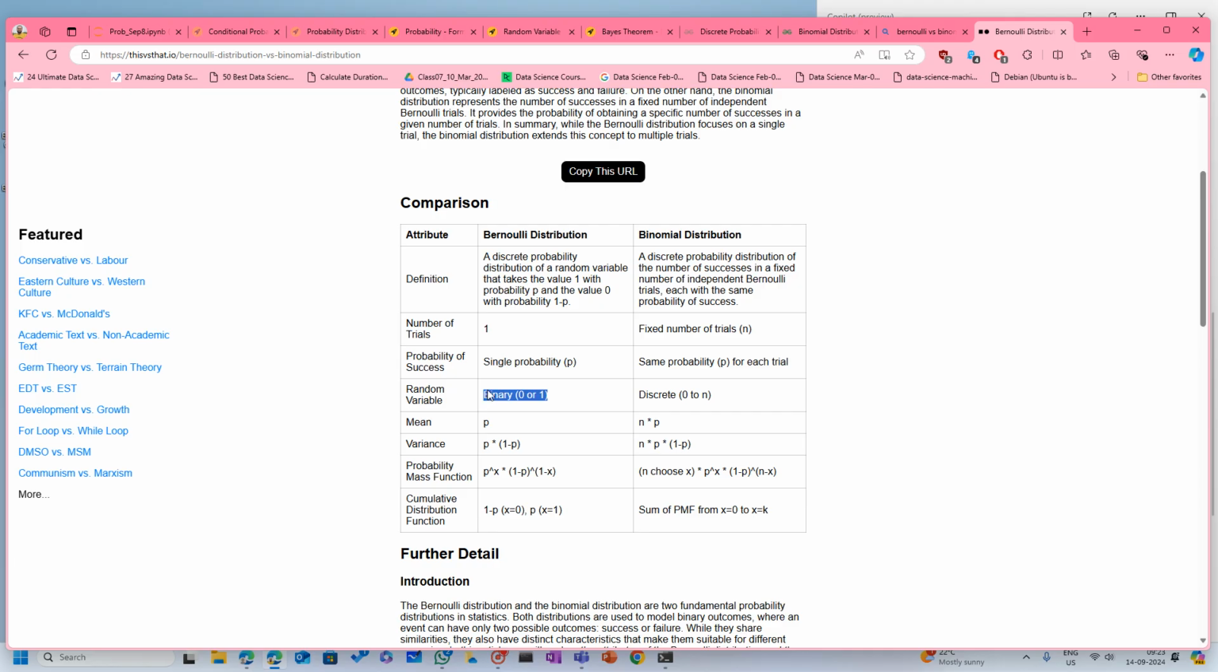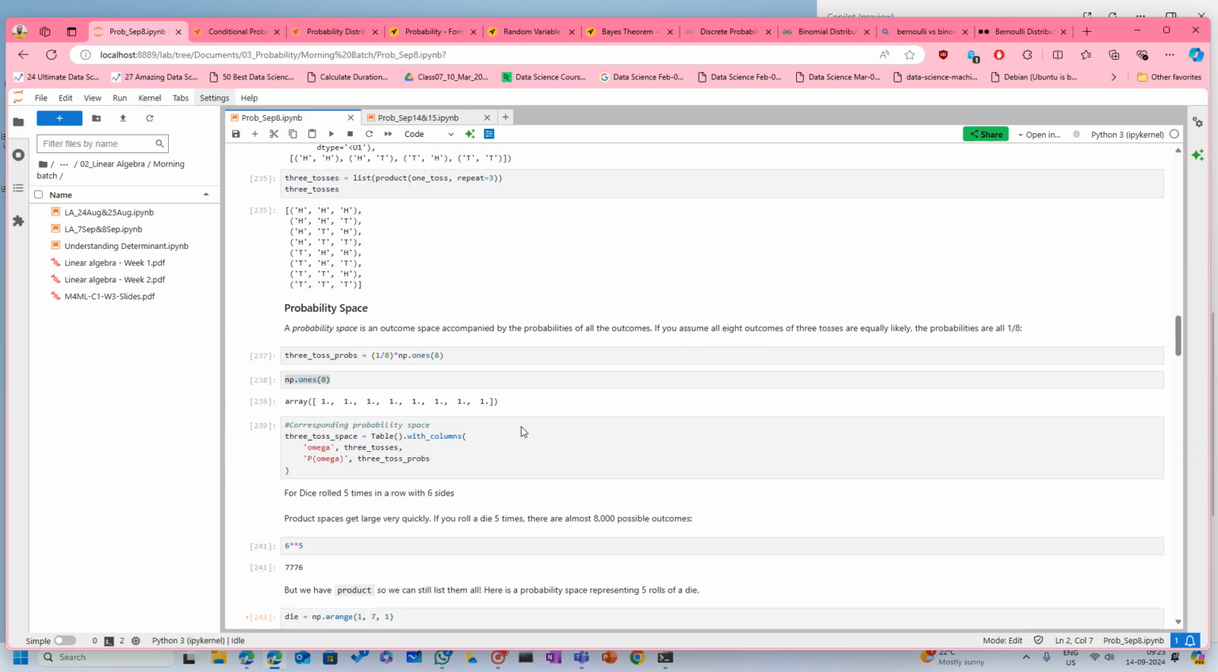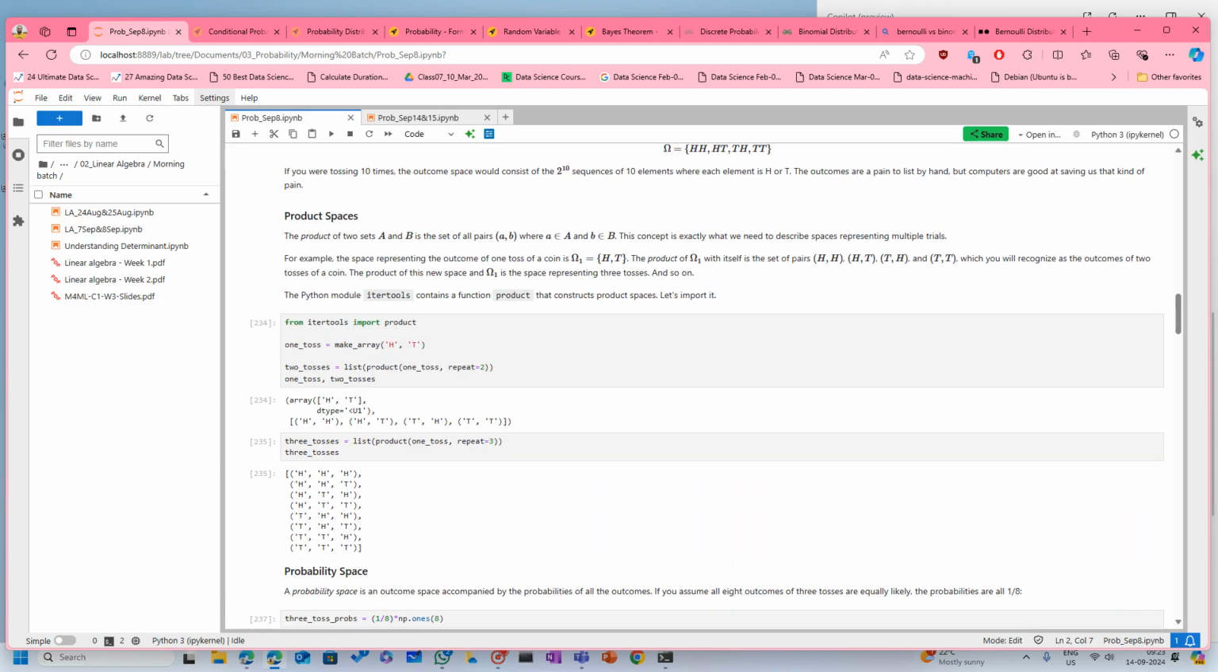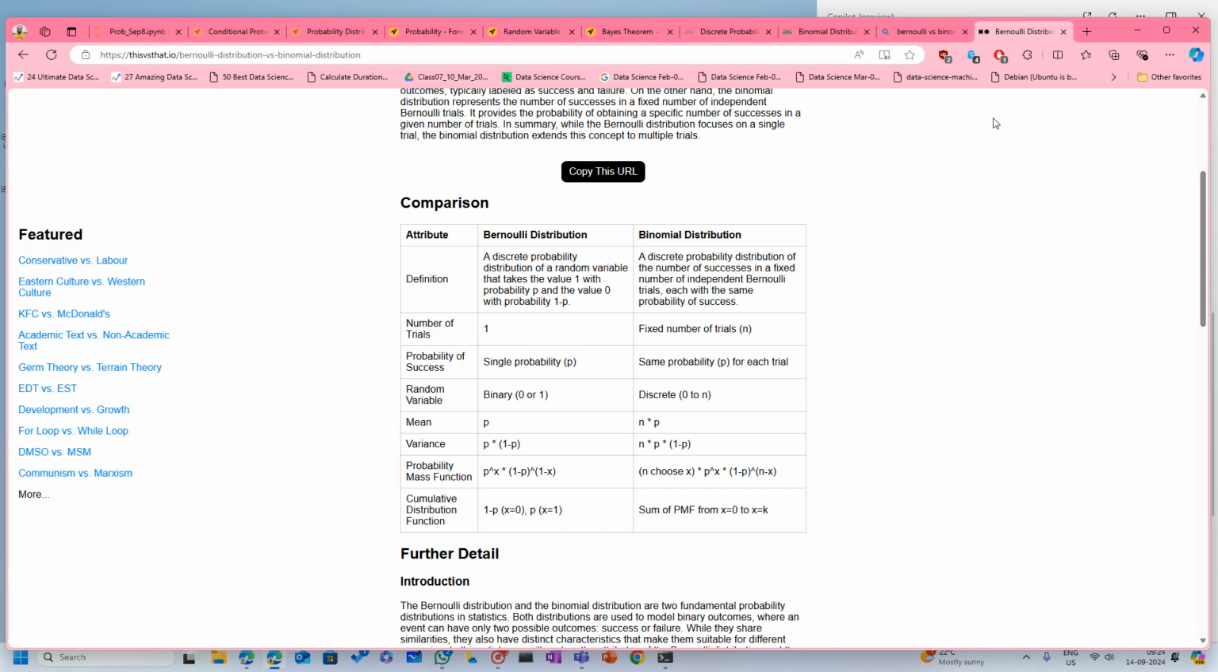Here the occurrence of an event can be represented in the form of 0 or 1, but in binomial the sample space becomes like 0 to n. We noticed the coin, right? When you tossed the coin once, it was a Bernoulli distribution. But when you tossed it twice, you noticed how the sample space or the outcome space increased. So this became binomial. This is binomial, this is Bernoulli. That is what the difference is.